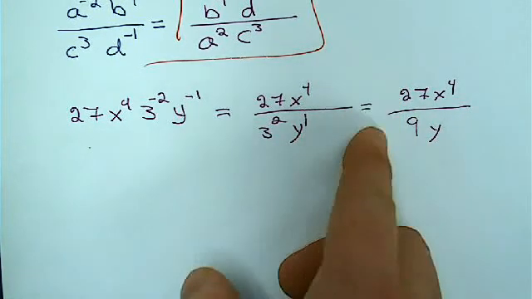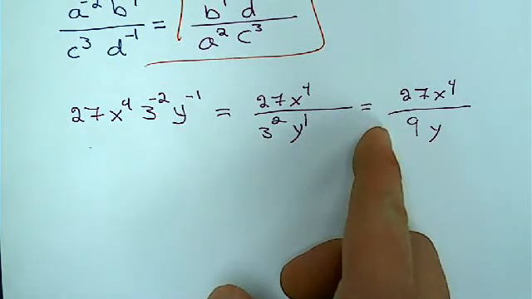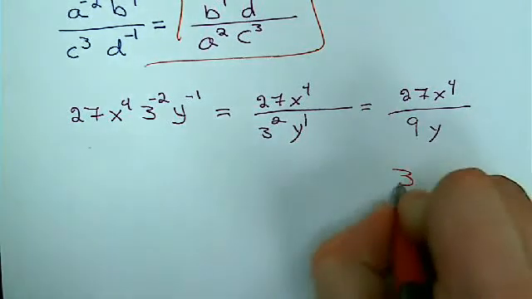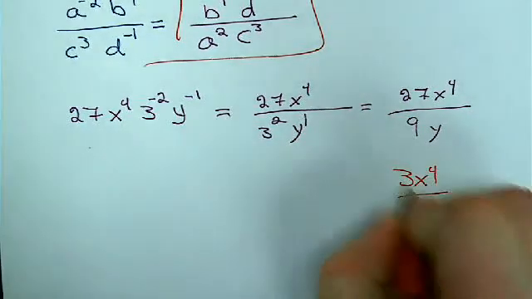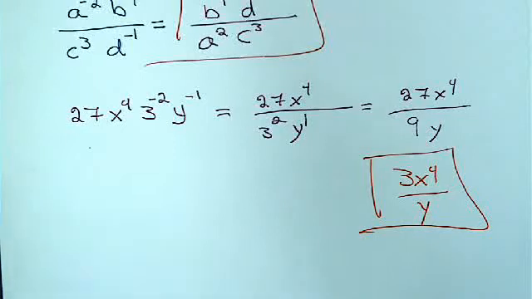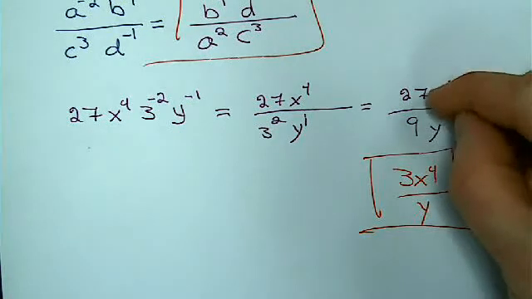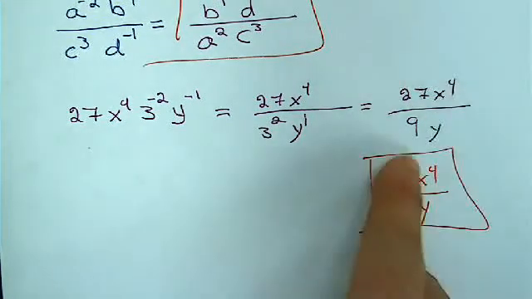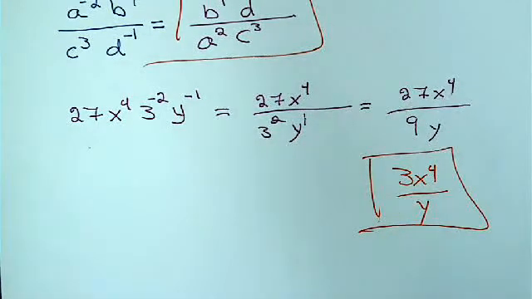What's 27 divided by 9? 3. And there's my final answer. And yes, you do have to go that extra step to see if you can simplify this and get down to just one number. If you don't, is it wrong? Yes, it's wrong if you don't. When it says simplify, I want all my terms as simple as possible, all my exponents positive.